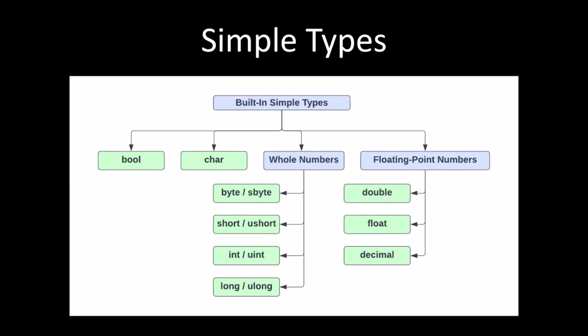Now, to help us visualize all of the simple types, I've created a chart here that breaks them down by category. In green, we have the names of the types, and in blue, we have the categories. As we can see, there aren't many of these to remember, and most of them are numeric. But let's go into each type in detail now.